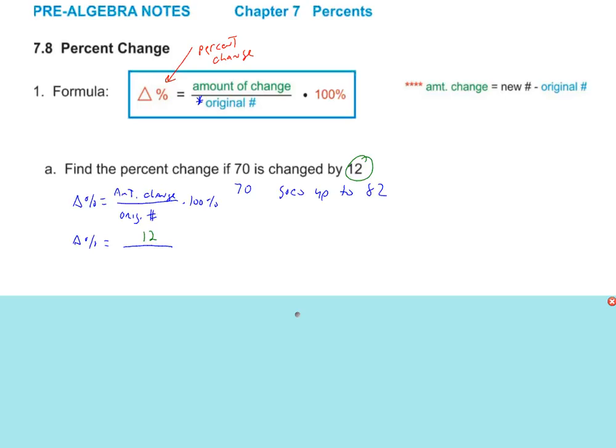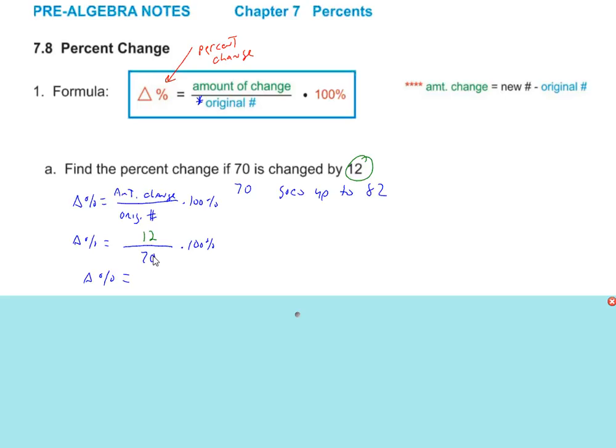Now, it's real important that we put the correct number on the bottom. And so, class, what goes on the bottom? 70. Whoops, 70, not 700. And then don't forget to multiply times 100% to get it into percent mode. So go ahead and punch that out in your calculator. 12 divided by 70. And again, multiply times 100% to get it in percent form.